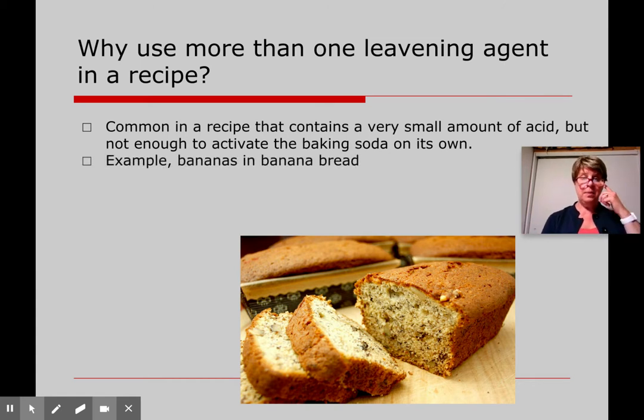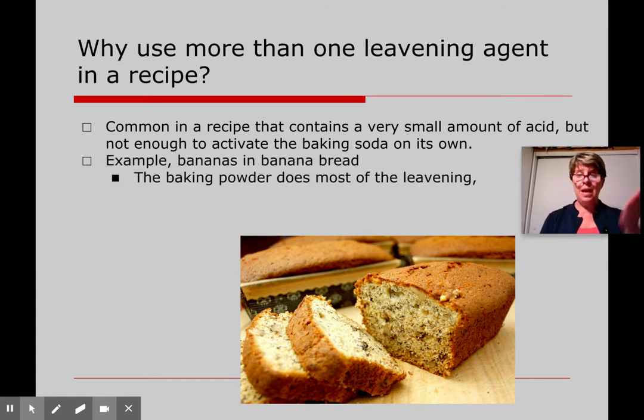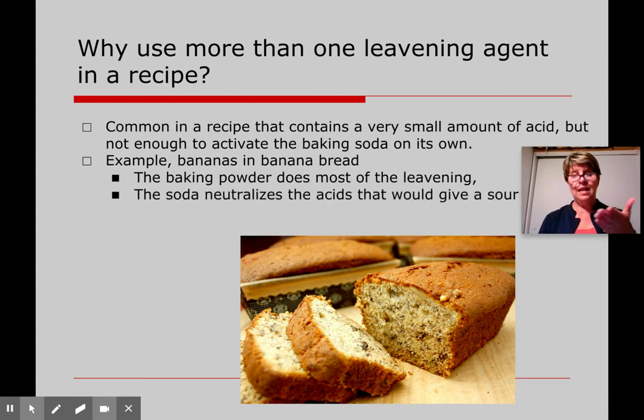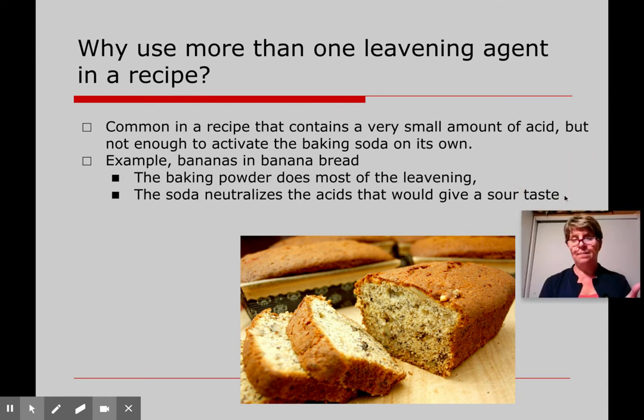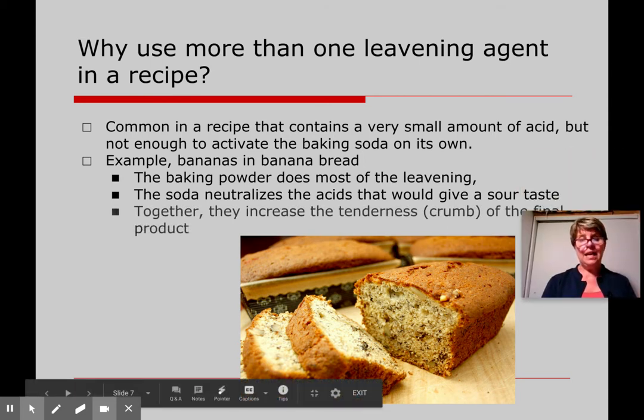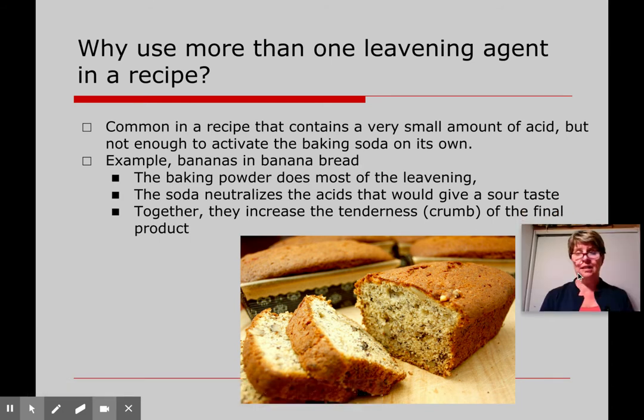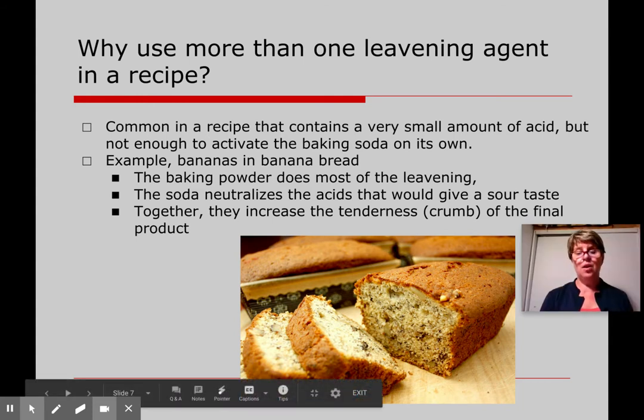So, for example, bananas in banana bread. The baking powder does most of the leavening. The soda neutralizes the acids that would give a sour taste, I believe it says. Yep. And together they increase the tenderness, the crumb of the final product. So, hence, we have wonderful banana bread.